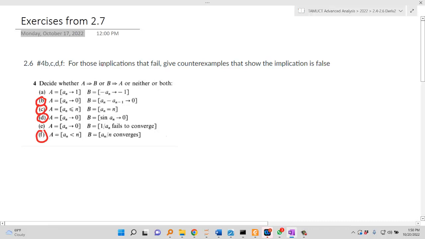Now for these four, for those implications that fail, give counterexamples to show that the implication is false. I'm not sure it was clear to you what to do, but this is what was asked. Now, for part B: if a_n goes to 0, then a_{n-1} also goes to 0. That's true. This one's going to go to 0, this one's going to go to 0, so they both go to 0.